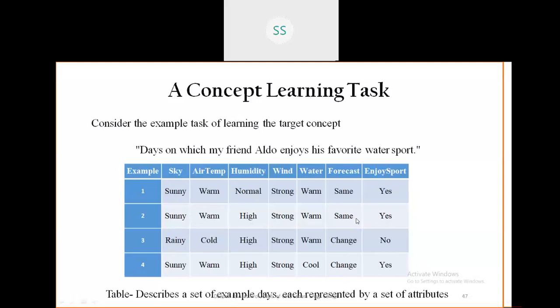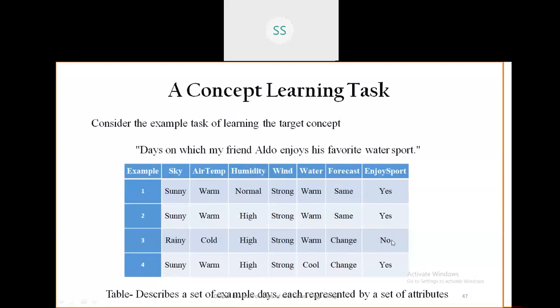Are you getting it? Humidity is high, no issues, but the air temperature is warm. So that's why we're not going to play the game on that day. Similarly for the fourth item, humidity is high, so that is fine, but the air temperature is warm, so I'm not going to play this game on this particular day. So the only day when I can play the game is the third item, that is sky is rainy, air temperature is cold, humidity is high, wind is strong, water is warm, and forecast is change. Then only I can play the game.